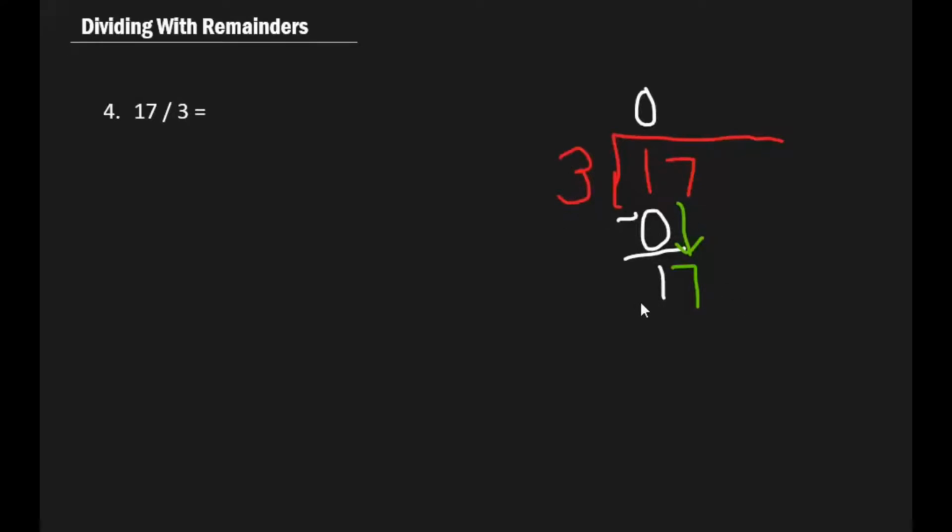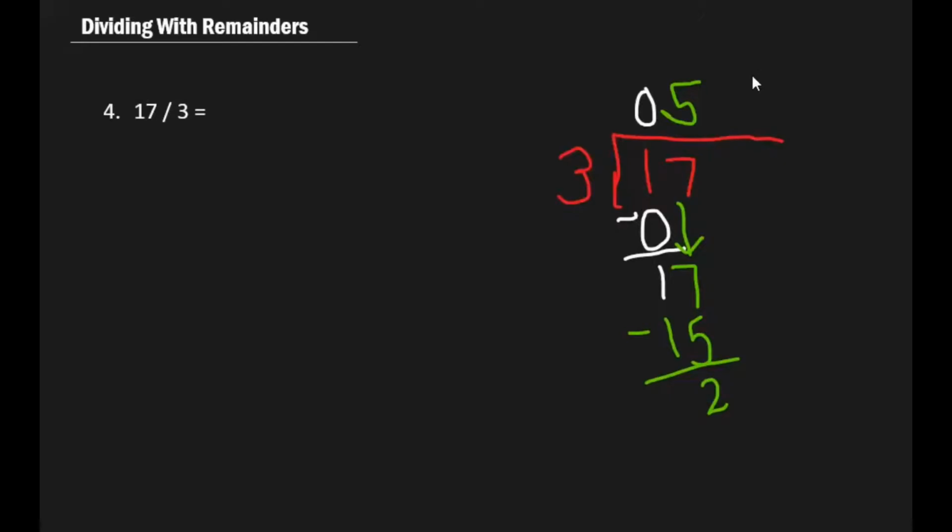How many times can 3 go into 17? 3 can go into 17 5 times. 3 times 5 is 15. So we write a 5 up here. We subtract 15 from 17. 17 minus 15 is 2. So our remainder is 2. We can tell 2 is our remainder because 3 cannot go into 2, so we can't divide any further.